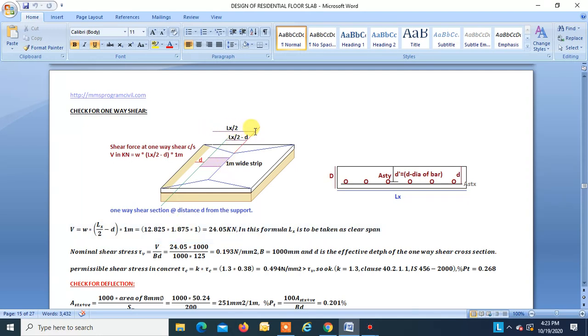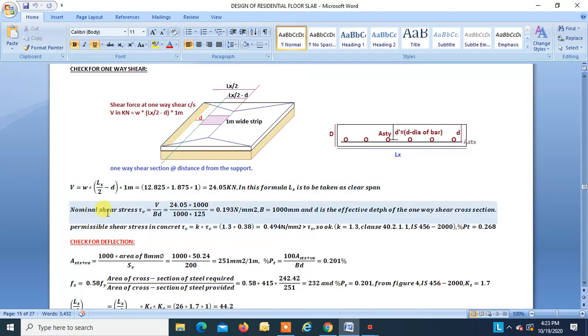That is, we get Lx by 2. That's how we get Lx by 2. Lx over here is to be taken as clear span, right? So V is found to be, W is known to us 12.825. This Lx by 2 is known to us into 1 meter wide strip, that is 24.05 kilonewton. So this is how we find V.